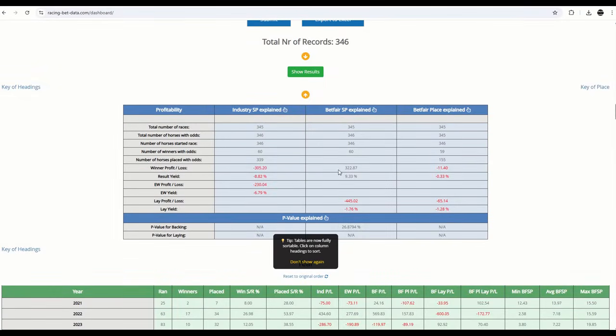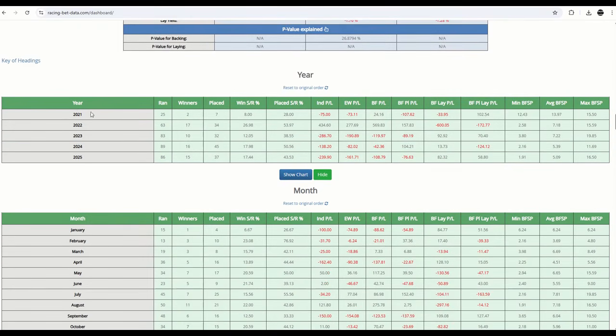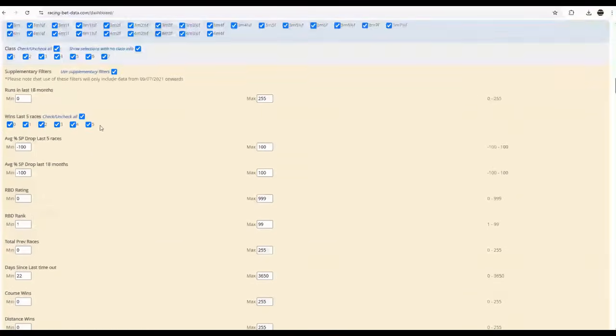Now, all of a sudden, you can see here, we've obviously reduced the amount of races down significantly, but we do have a return on investment of 9.3%, so £322, so 32-point profit. We then have the smaller tables. Like I said, we've excluded by using one of the filters from the supplementary filter selections. We have excluded anything prior to 2021 or July 2021.